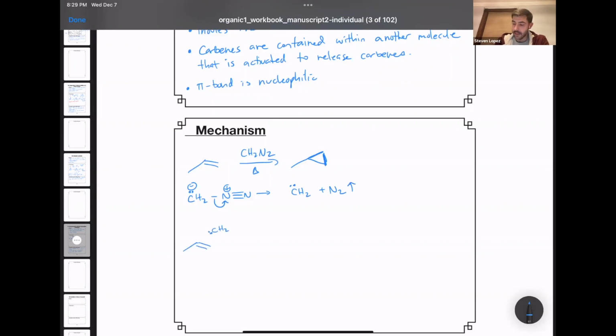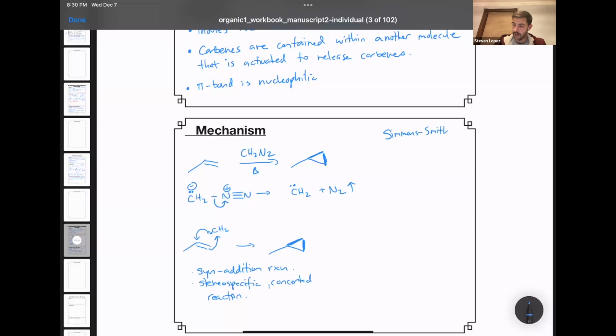So the carbene does the cycloaddition by adding to the alkene, as the alkene adds to the carbene, and this affords the product in a syn addition reaction. And this is because this is a stereospecific concerted reaction.